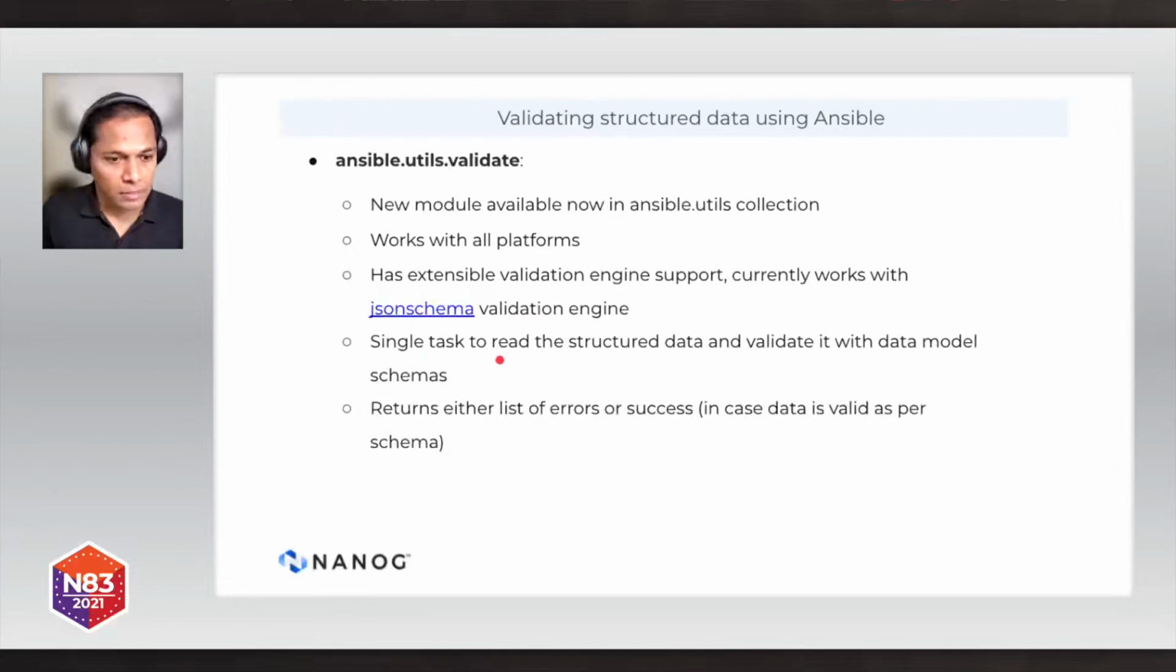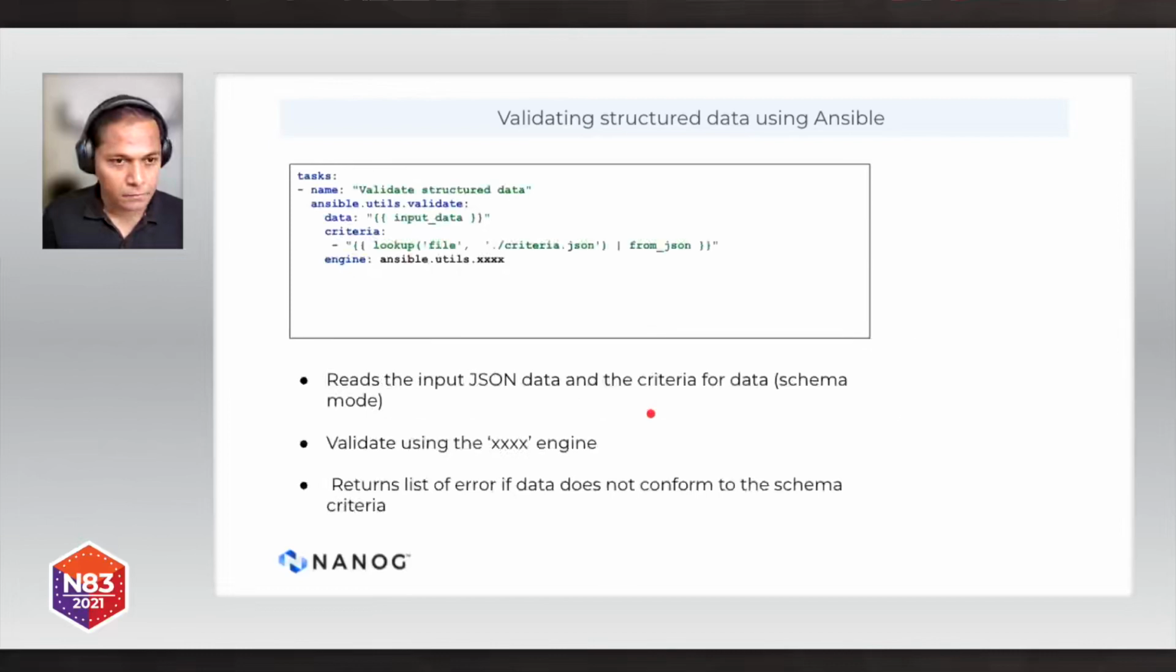So it is basically a single task that reads the structured data and validates it with data models. The return is basically a list of errors in case the desired state or operational state is not matched, or success in case the data is valid. So this is the structure for validate.